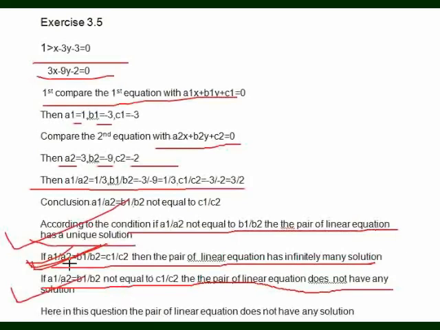So we have to find which condition matches here. Here we can see that a1 by a2 is equal to b1 by b2 because both are 1 by 3, but they are not equal to c1 by c2, that is 3 by 2. So we can apply the third condition. So here we can conclude that the pair of linear equations does not have any solution in this question.